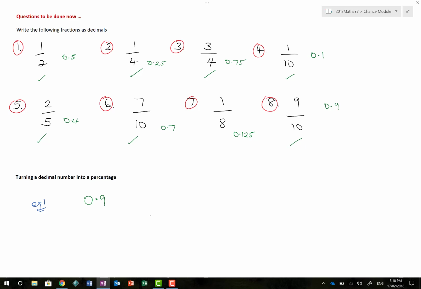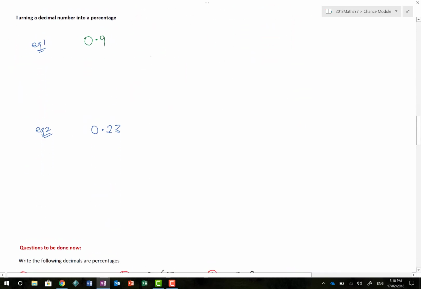But moving on. Turning a decimal number into a percentage. So we've gone from fraction. We know how to turn a fraction now into a decimal. Oh, decimal. We're now looking at turning that decimal into a percentage. And if you remember, a percentage has to have that little percent sign after it.